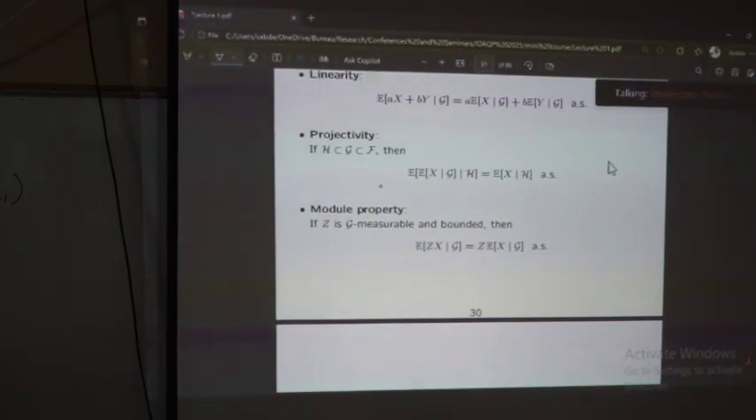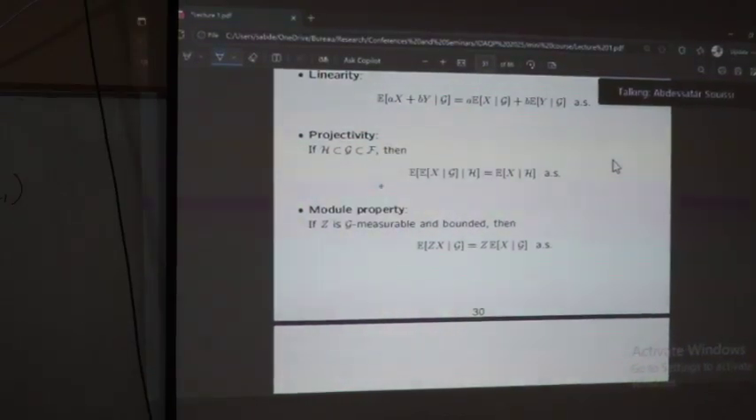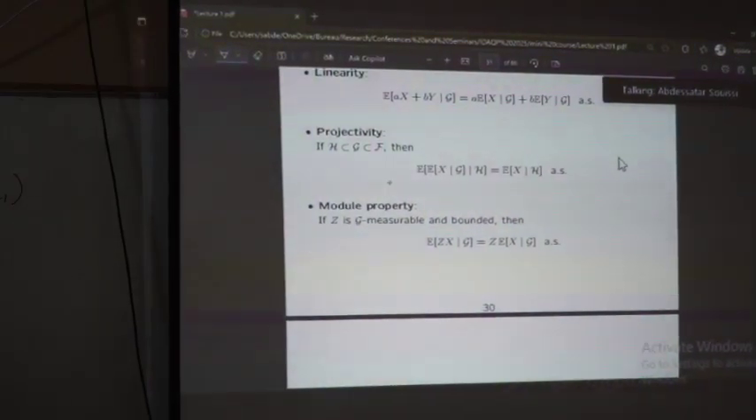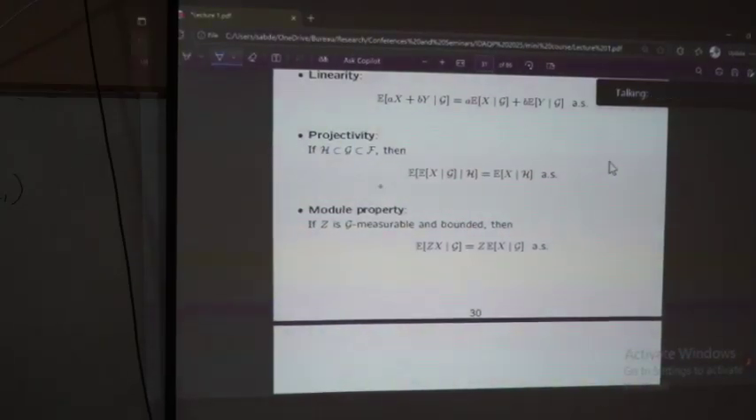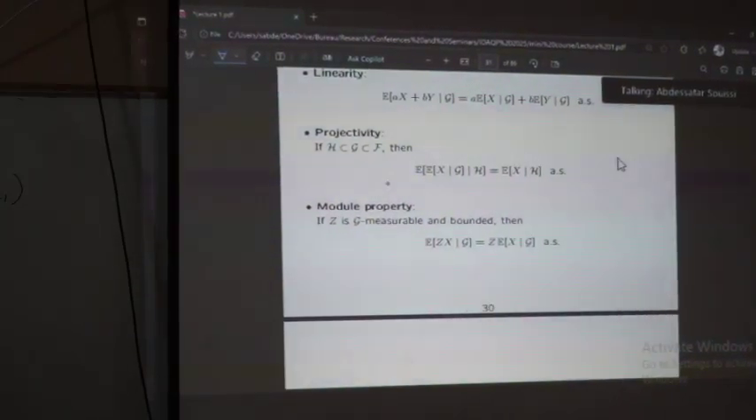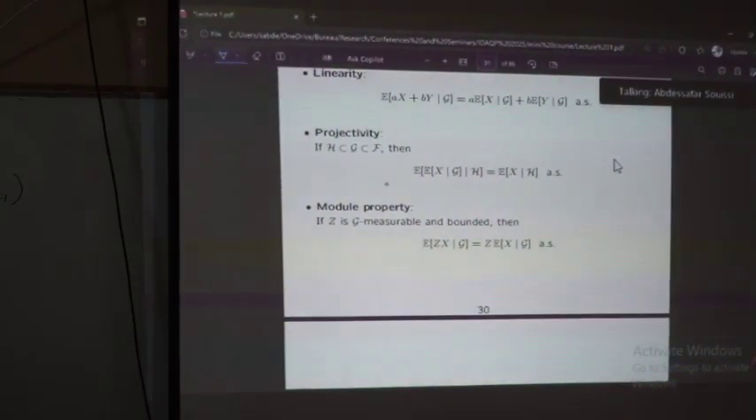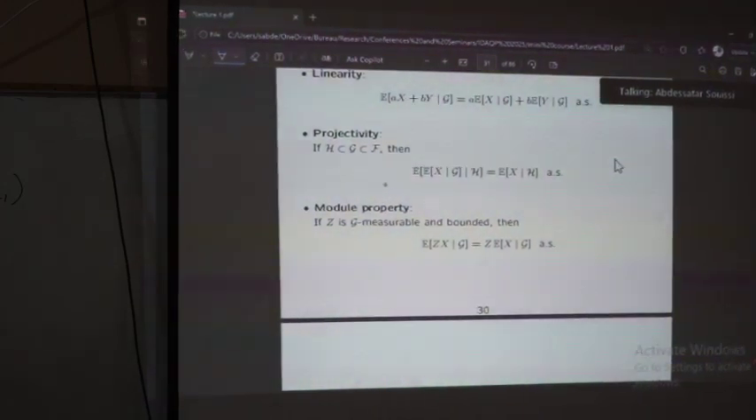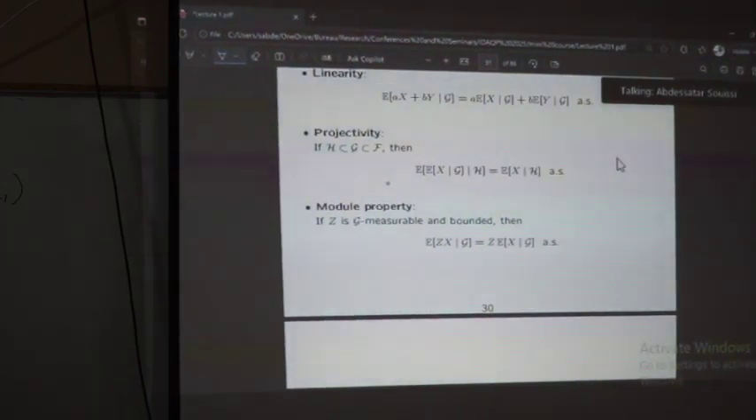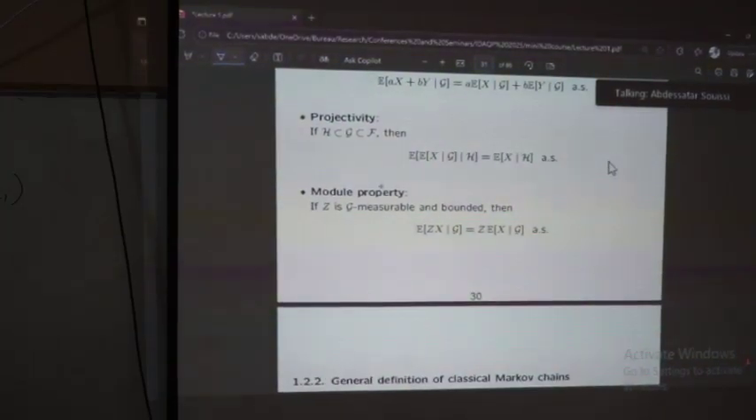It means that if Z is a G-measurable random variable, then the conditional expectation of ZX given G is the same as Z times the conditional expectation of X given the sigma algebra G.